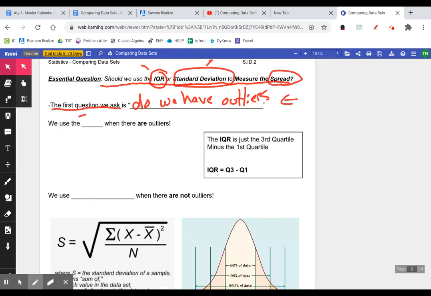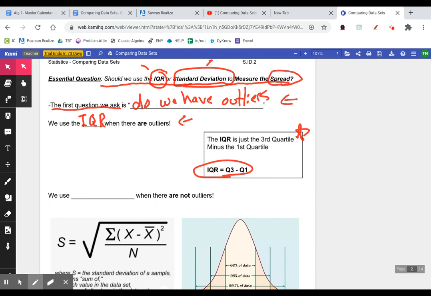We use the IQR when there are outliers, okay? So again, the IQR I have over here in this box, I'll star it, is just the third quartile minus the first quartile. So we would take quartile 3 minus quartile 1, and that gives us our IQR. Well, back over here, I'm going to read the sentence again, and then I'm going to draw an example of why this makes sense mathematically.